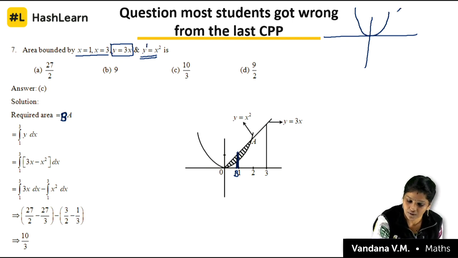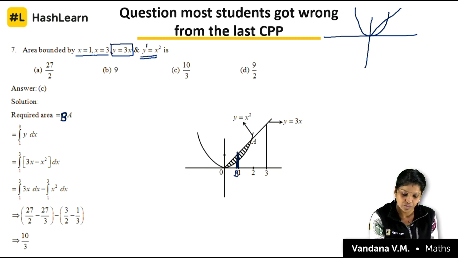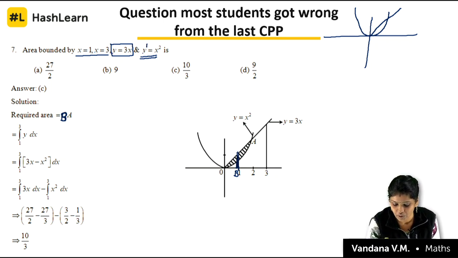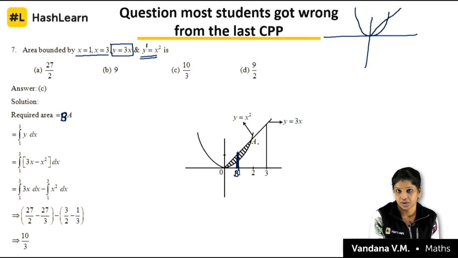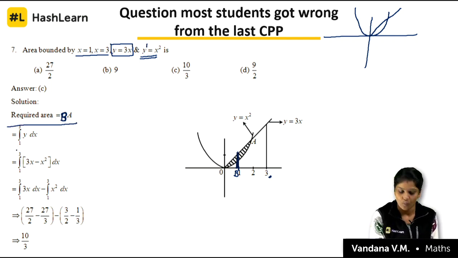And you plot the values of the line. But I would like to find the area between x is equal to 1 and x is equal to 3. So from B to A I have to find out the area. Till 3 the parabola is not there, but the required area is BA. So actually from 1 to 3, y dx I have to find out.